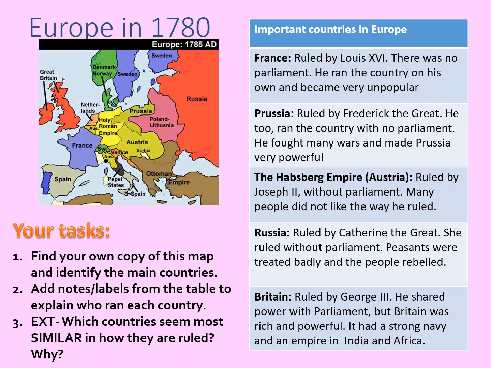Russia was ruled by Catherine the Great. She ruled without a parliament too. Peasants were treated badly, and the people often rebelled against her. Lastly, we have Great Britain, ruled by King George III. He shared power with Parliament, but Britain was rich and powerful. It had a strong navy at this time, and an empire was growing in India and Africa.